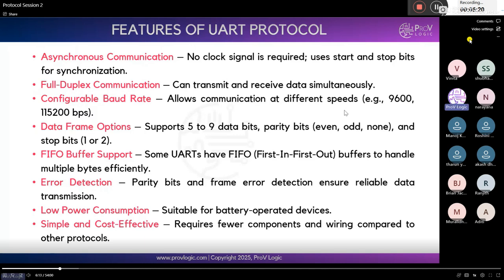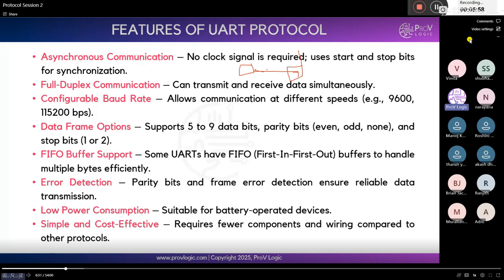Okay, so coming to the features, what are the major features we have for UART? First, asynchronous. I already told you that we don't use a clock between transmitter and receiver. You may have a doubt. Yesterday I showed you the difference between synchronous and asynchronous. Synchronous means from transmitter to receiver there will be a common clock. Based on the clock frequency or bandwidth, we make the synchronization and assign the frequency.